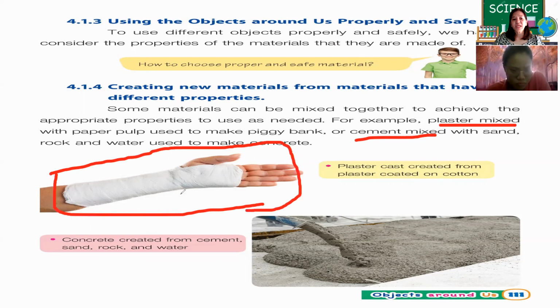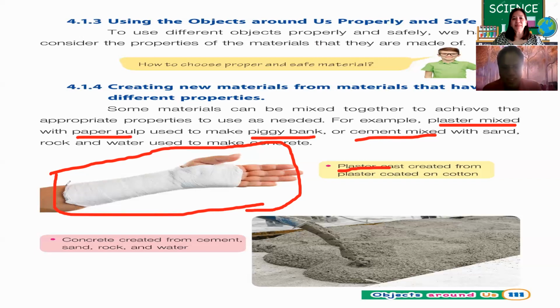This is a plaster cast created from plaster coated on cotton. This one is made of different kinds of materials. Paper pulp used to make this can also be used to make a piggy bank, but we cannot give an example at the moment. Teacher, one time if I see something, I will share it to you.